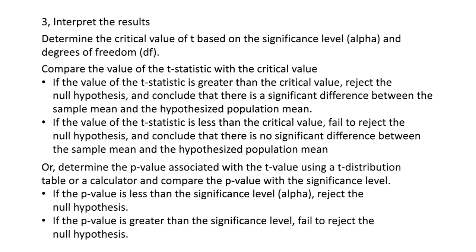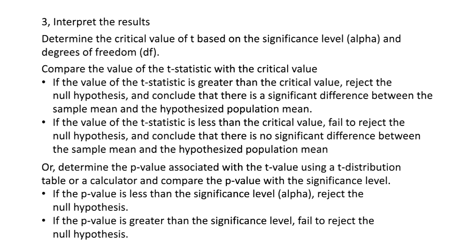3. Interpret the results. Determine the critical value of t based on the significance level, alpha, and degrees of freedom, df. Compare the value of the t-statistic with the critical value. If the value of the t-statistic is greater than the critical value, reject the null hypothesis, and conclude that there is a significant difference between the sample mean and the hypothesized population mean. If the value of the t-statistic is less than the critical value, fail to reject the null hypothesis, and conclude that there is no significant difference between the sample mean and the hypothesized population mean.